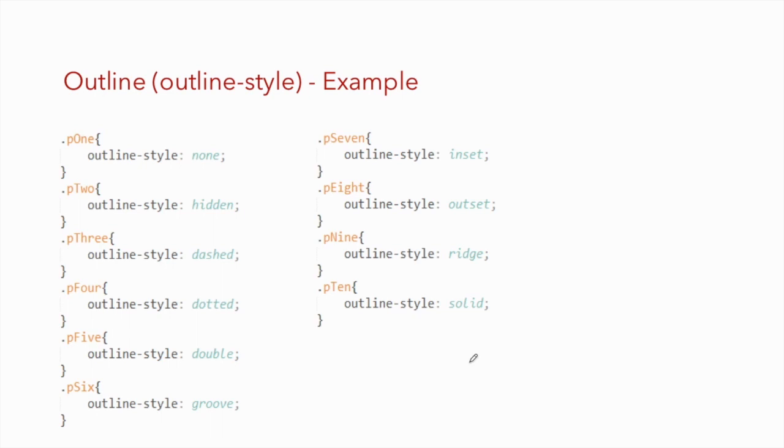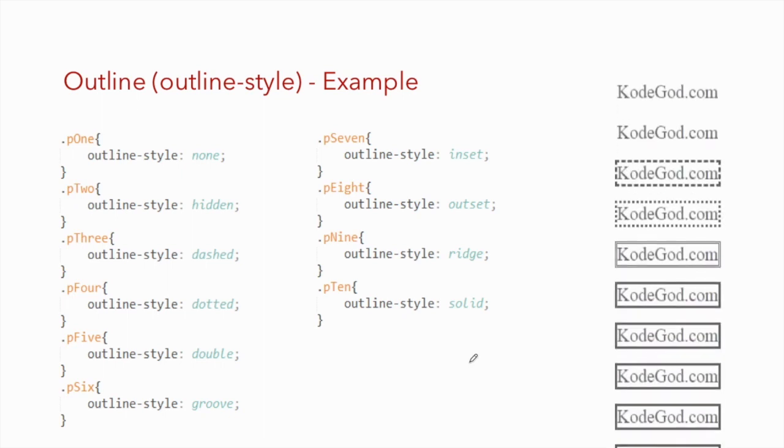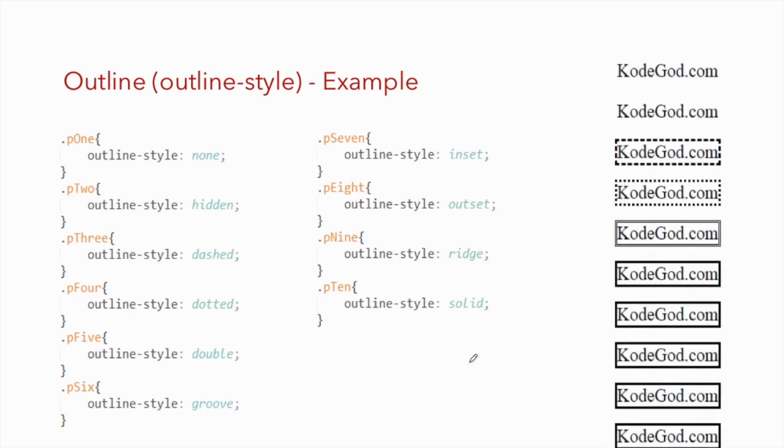So here is one example. This is how you can specify values to the outline style property, and this is how it will render. So it's almost similar to the border property.